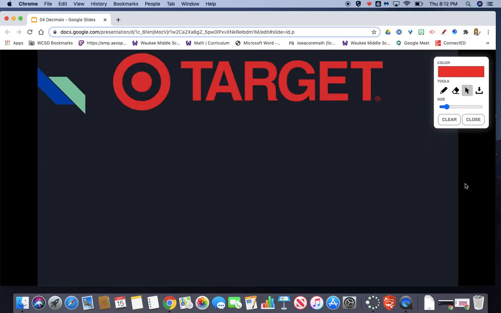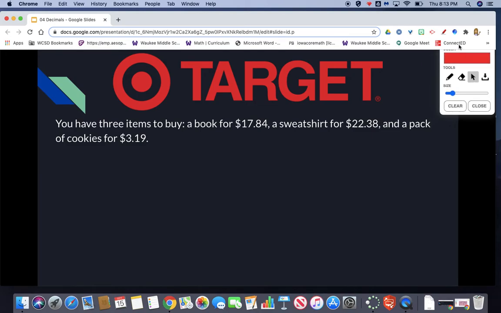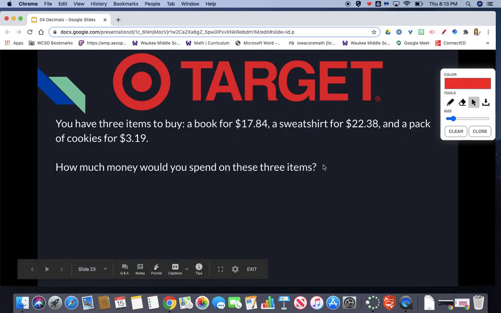Adding and subtracting is maybe something you've done in the past, so we're going to start with a little bit of fun going on a pretend trip to Target. You have 3 items to buy. A book for $17.84, a sweatshirt for $22.38, and a pack of cookies for $3.19. How much money would you spend on these 3 items?